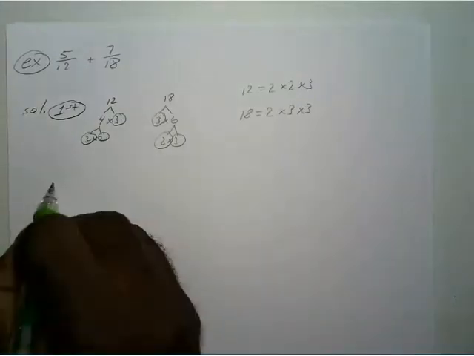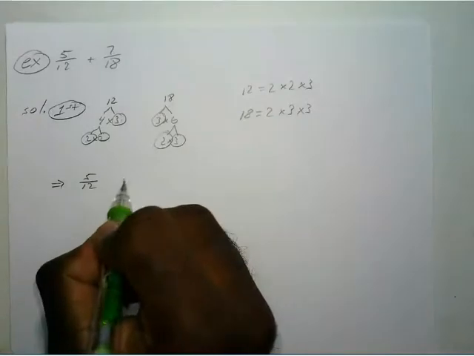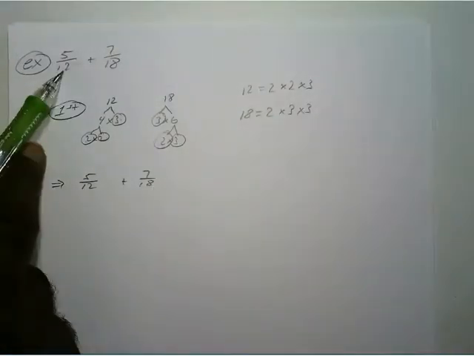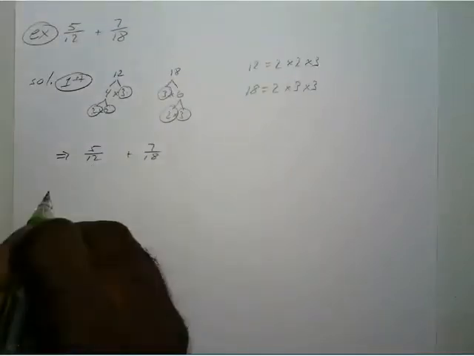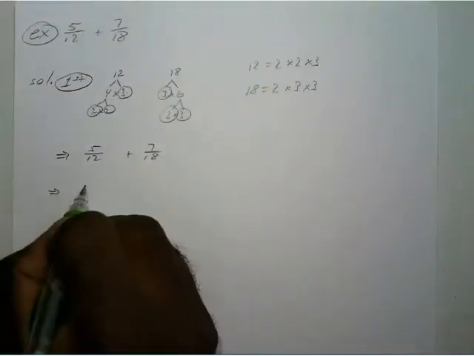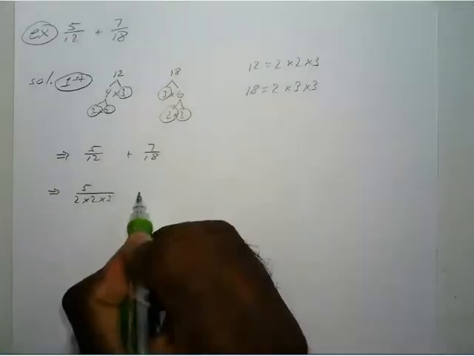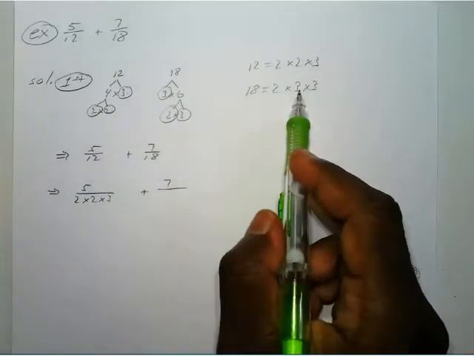So we have 5 over 12 plus 7 over 18, which is our original problem. We're going to rewrite our denominators as 5 over 2 times 2 times 3, plus 7 over 18, which is 2 times 3 times 3.